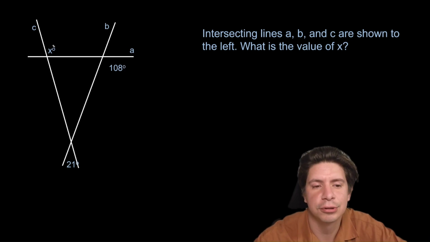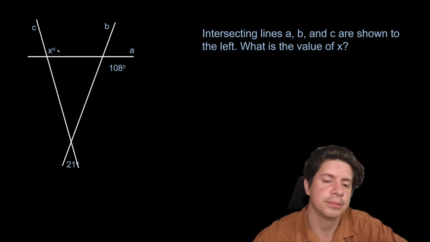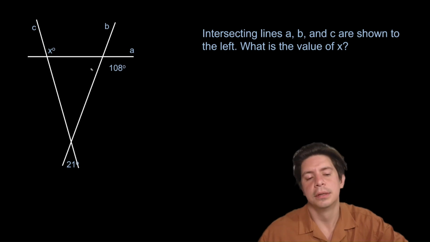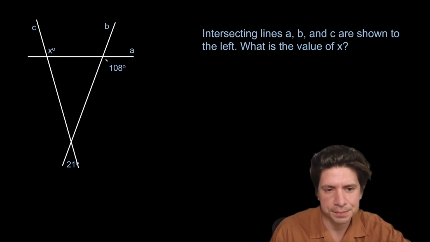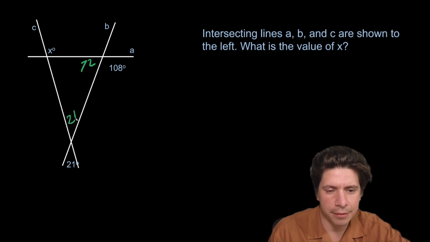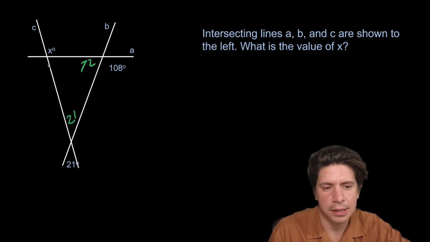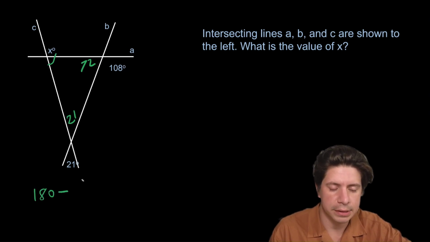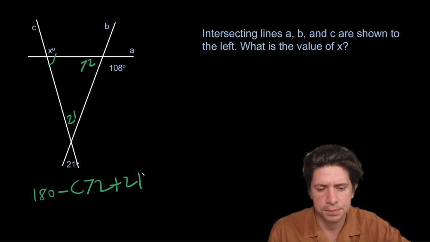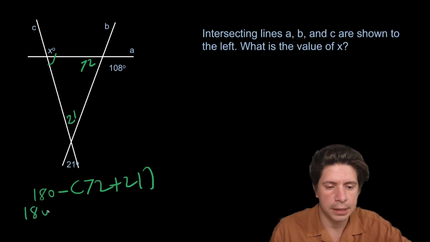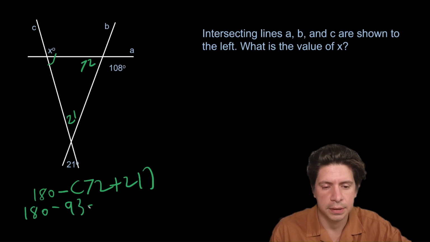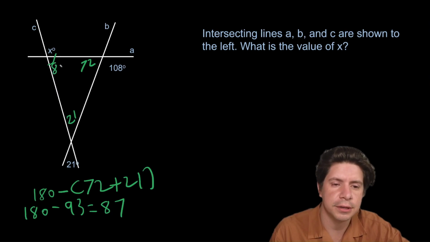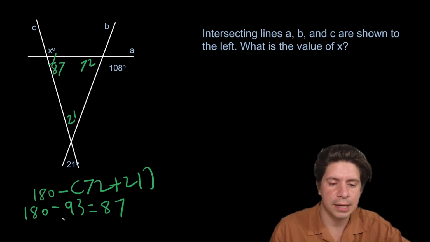I don't think that matters too much. We're trying to find x. It's all on its own, but it's part of this triangle system. So I'm going to find the angles. So this one's going to be 72. This, because it's a vertical angle, is 21. So then this angle here, right, would be 180 minus 72 plus 21. So that's going to be 180 minus 93, which equals 87. So that goes here. So then x will be 180 minus 87.